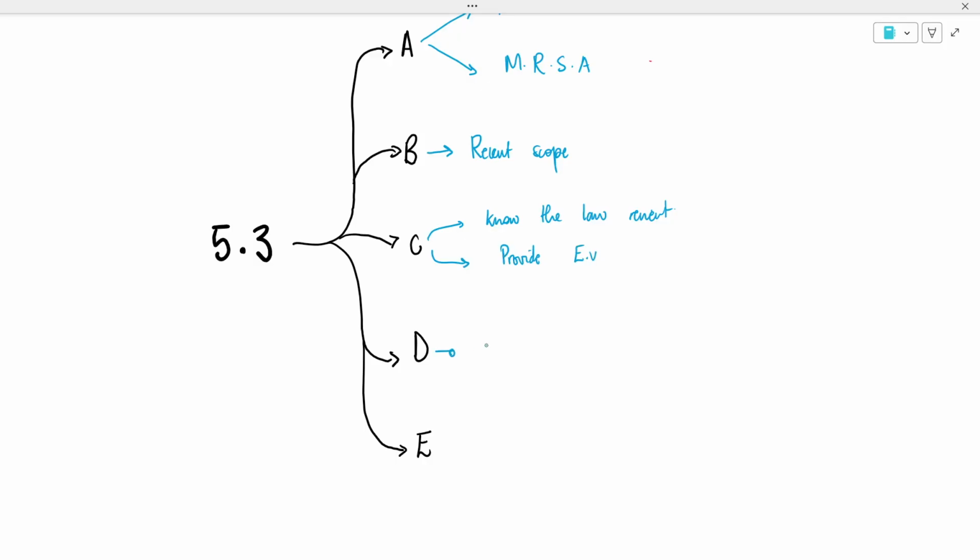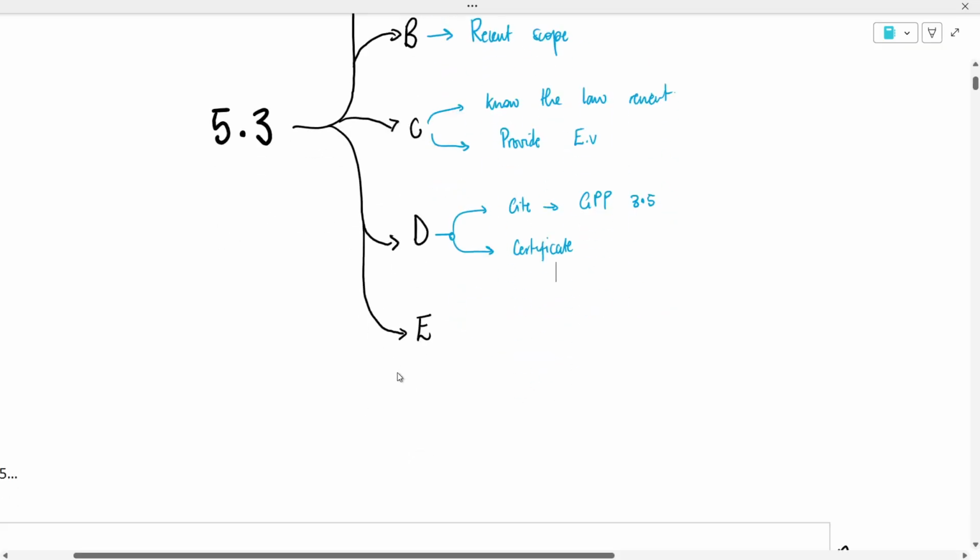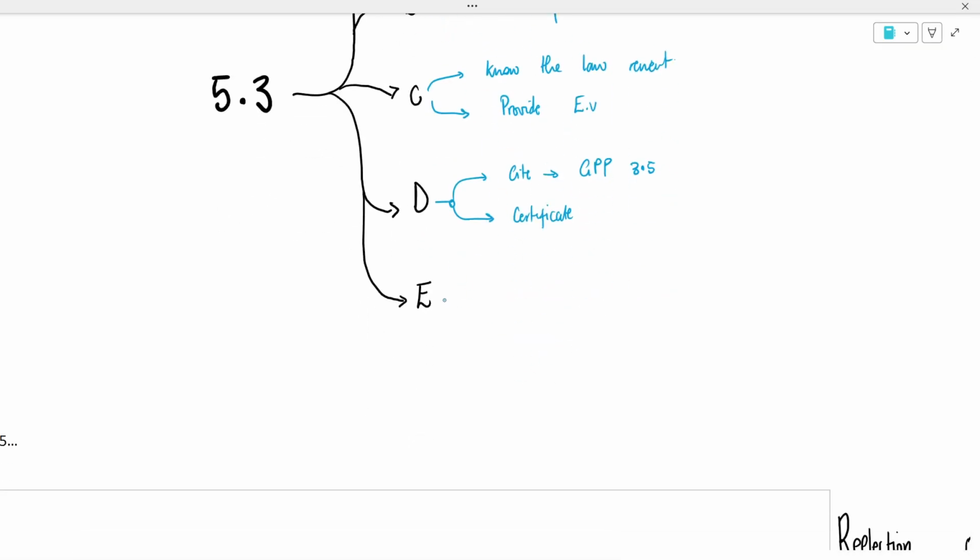Behavioral statement D is about indemnity insurance. First, cite where this is from. In the GPP, it's GPP section 3.5. So you start with section 3.5 and then you include your certificate. Your certificate is not supposed to say student, it's supposed to say intern. This is very important. On the ethics, you're supposed to first know it and then apply the ethics.